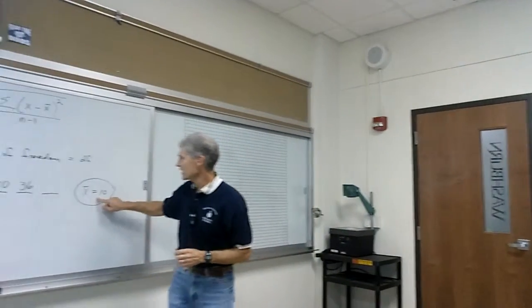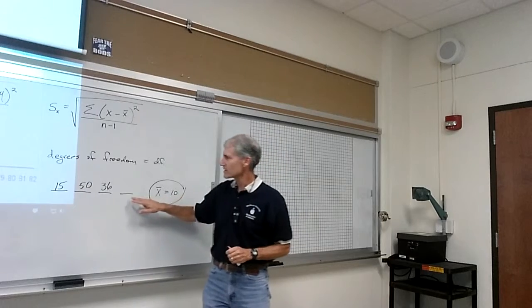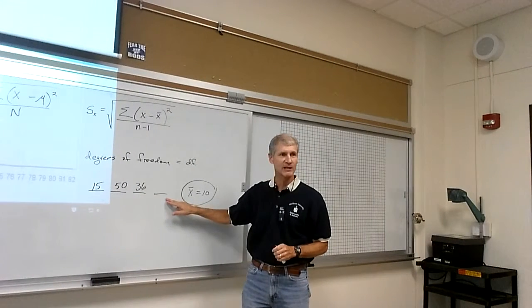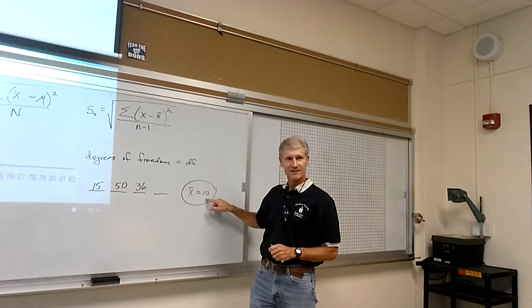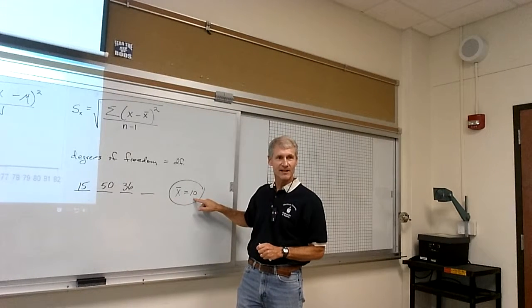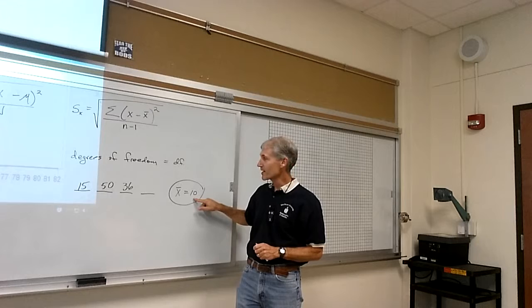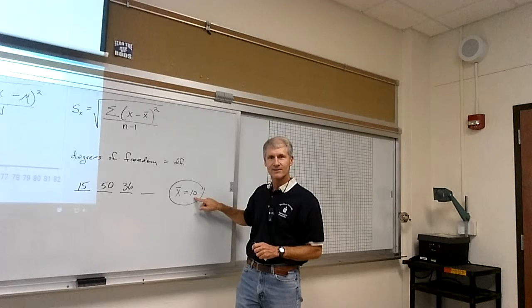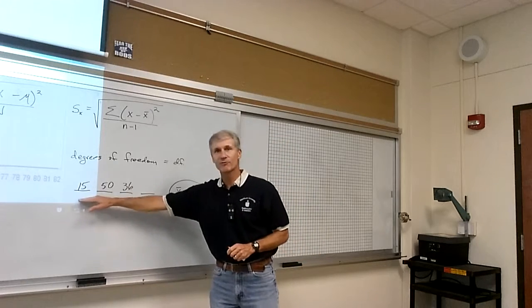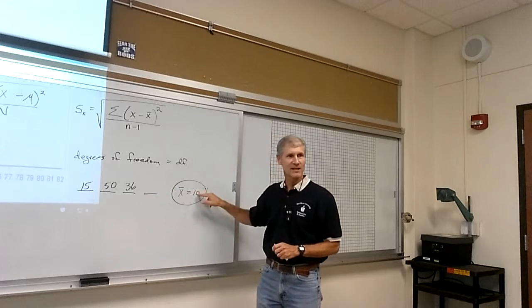What happened? To get this mean to be 10, what does the sum of the 4 have to be? How do you compute a mean? You add them up and you divide by how many you added. 4. So what divided by 4 gives you 10? 40. These have to sum to 40 to get a mean of 10.